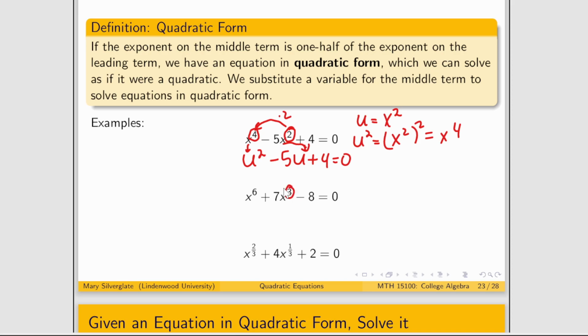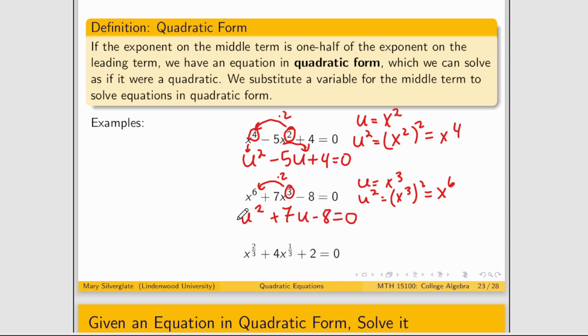Similarly here, this next one is a good candidate because 3 times 2 does give me 6. So if I called u x to the third, that makes u squared x to the third squared, which means I'm literally multiplying x to the third by itself twice. So 3 x's times 3 more x's gives me x to the sixth. So I can rewrite this as u squared again plus 7 times u minus 8 is 0.